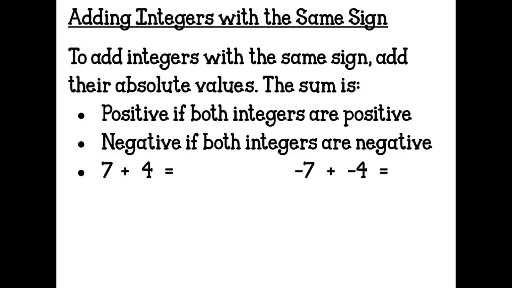Okay, now we are going to be adding integers with the same sign without using counters or graph. When we add integers with the same sign, we add their absolute values. The sum is positive if both integers are positive and negative if both integers are negative. These are rules that you can follow to get to the right answer if the counters don't make sense for you and the graph doesn't make sense for you.